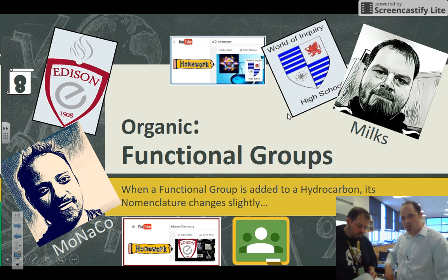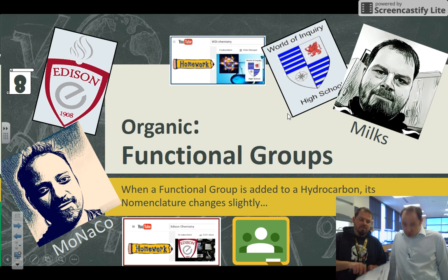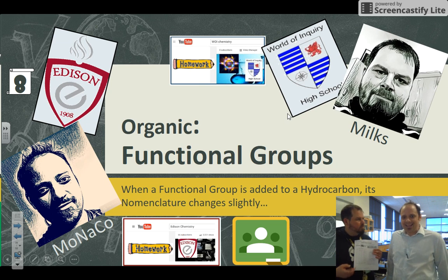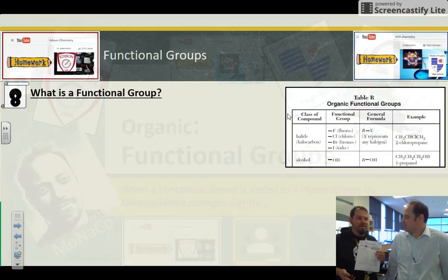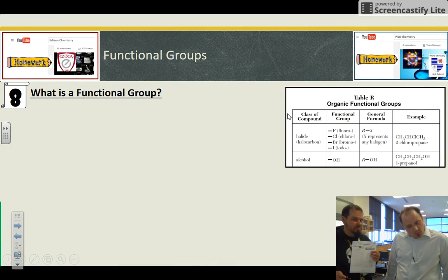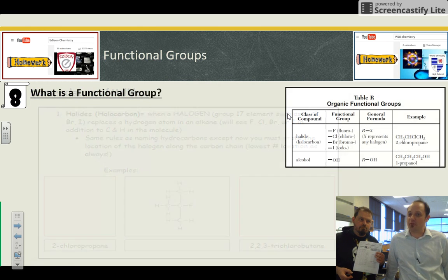Lecture number 8. Now to the big Table R: 9 different types of functional groups. I don't know if we can do 9 functional groups in 10 minutes. We're going to try, but there might be an 8.5 coming up after this.